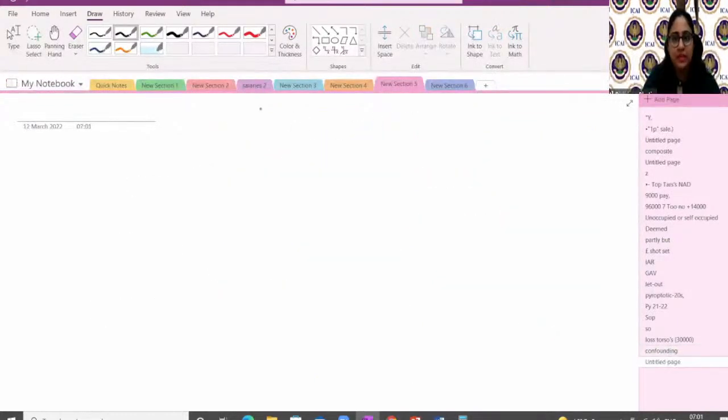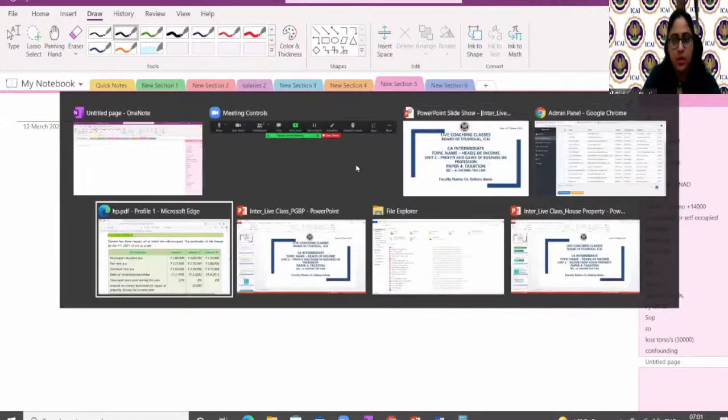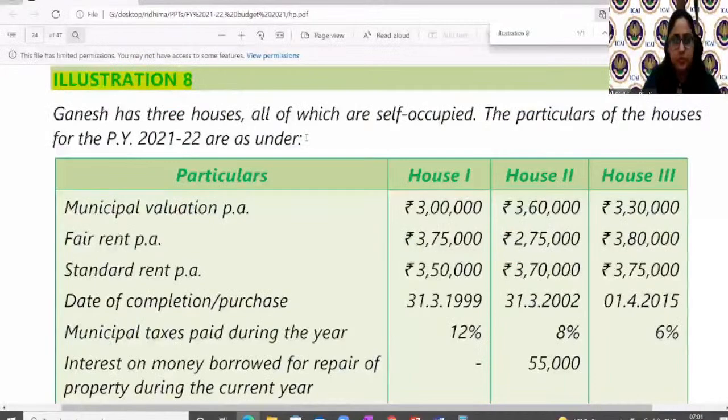Hope my screen is visible to all. We'll start with our first question on deemed let-out house property. How to solve this question is very simple. If by now you have understood the concept of let-out property and self-occupied property, then doing such questions of deemed let-out property is very, very simple.